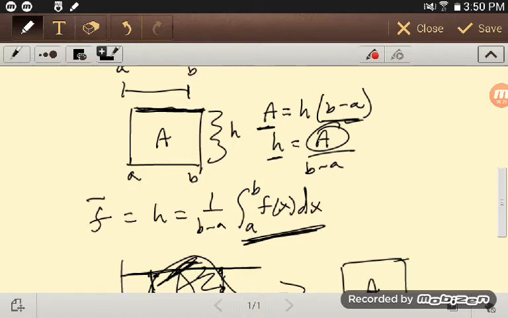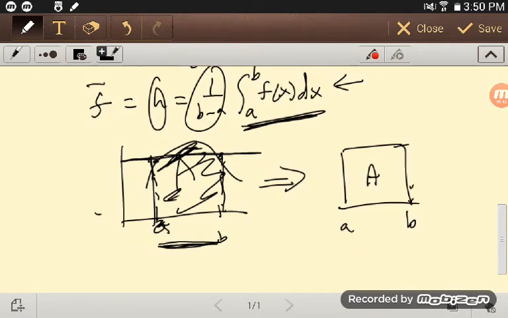And that's all there is to it, so it's not really an amazingly deep sort of thing. It's just, hey, we knew this was area. That was the width of the area. We'll figure out the height. There you go, and we've got a rectangle. Okay, so that's average value.